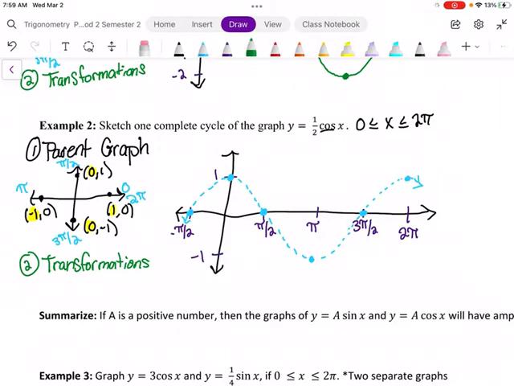So for this one, if you look at our equation, we have y equals 1/2 cosine of x. So this tells us that our amplitude is going to be 1/2. So we're taking all of those y-coordinate points and multiplying them by 1/2. So 0 times 1/2 is 0. 1 times 1/2 is 1/2.